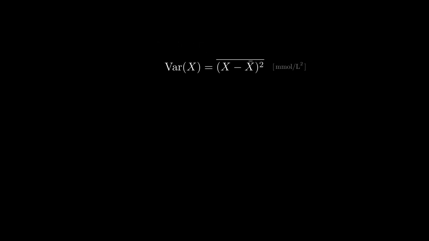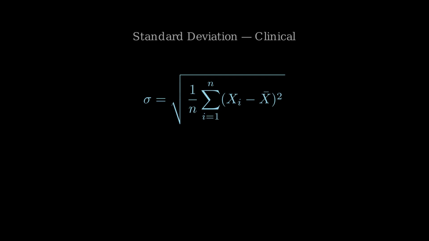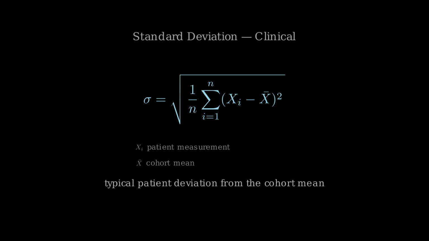When we compute variance from clinical measurements, we end up in squared units. Taking the square root brings us back to the original measurement scale. The standard deviation is the square root of mean squared deviation from the cohort mean. It expresses how far a typical patient sits from the group center.